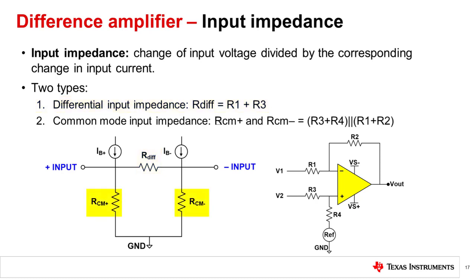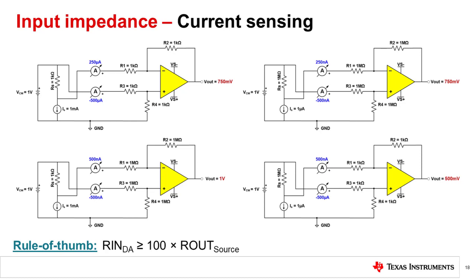RCM plus and RCM minus are the common mode input impedances looking into each terminal individually. While there have been many various historical definitions across the industry for common mode input impedance of a difference amplifier, we define RCM here as the parallel combination of the inverting and non-inverting paths. That is what a signal common to both inputs would see, and is equal to R3 plus R4 in parallel with R1 plus R2.